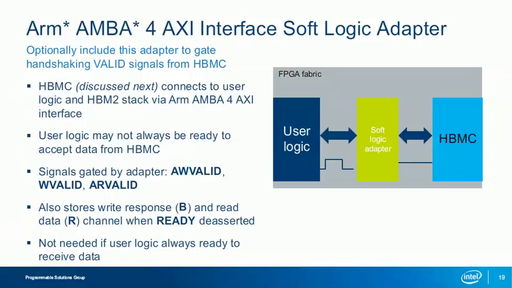The adapter can gate these signals with the ready signals if the user logic is not always ready to receive data from the HBMC. The adapter also stores the write response and read data signals coming from the HBMC when the user logic is not asserting the associated ready signals. If the user logic is always ready to receive data from the memory, the adapter is not required.